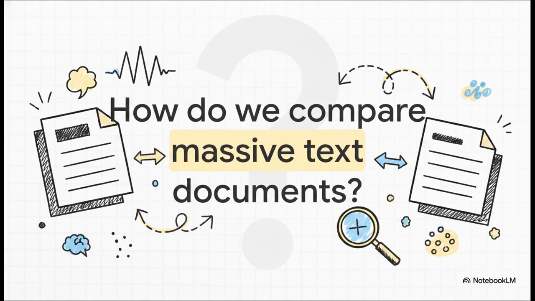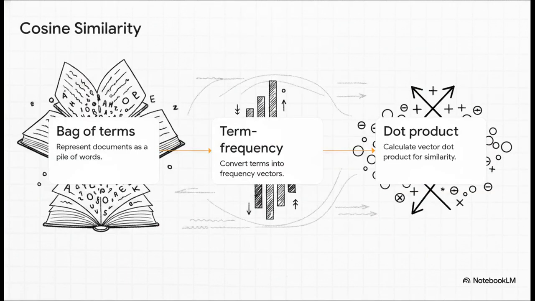Which brings us to a super interesting question. We totally get how AI measures simple numbers and categories now, but how exactly does a computer determine if two massive text documents are talking about the exact same thing? The answer lies in something called cosine similarity. Think of comparing two gigantic library books. The AI obviously doesn't read them like you or I would. Instead, step 1, it represents each document as a bag of terms, literally just a giant virtual pile of the words used.